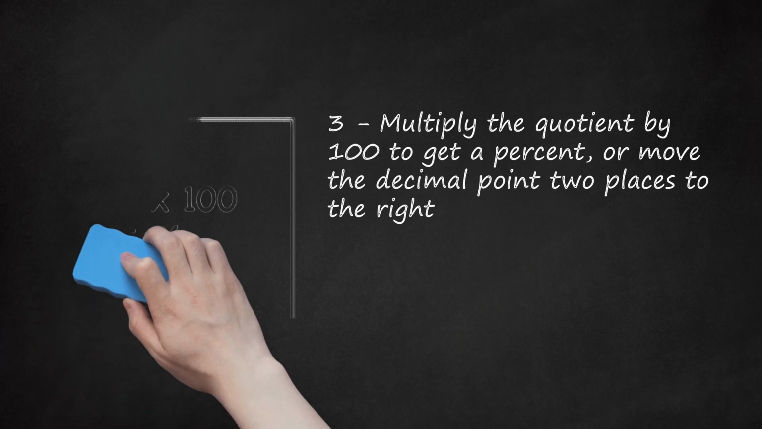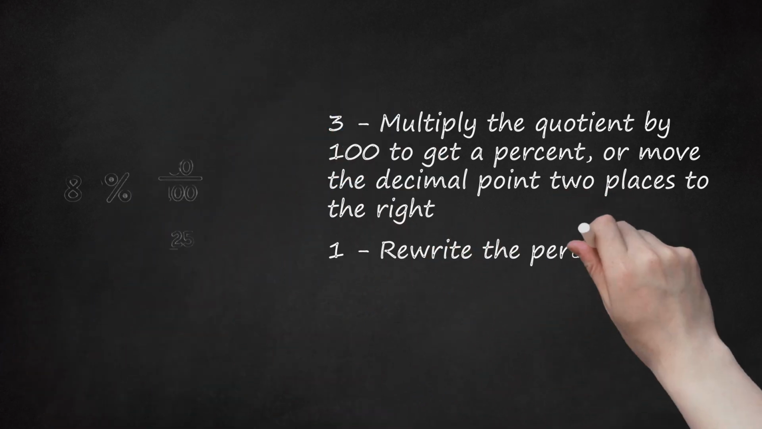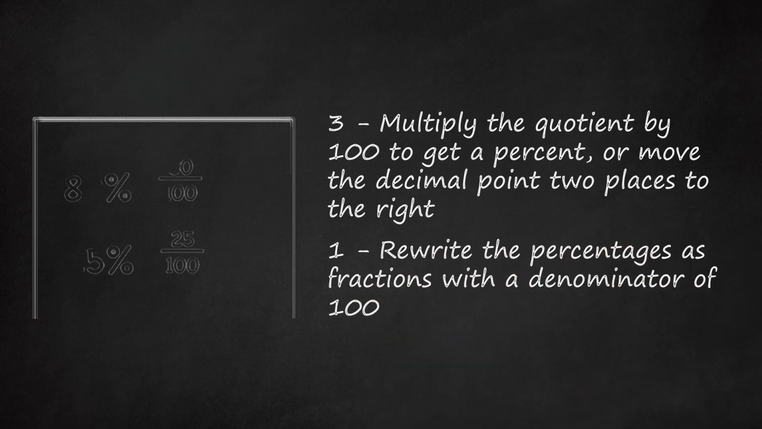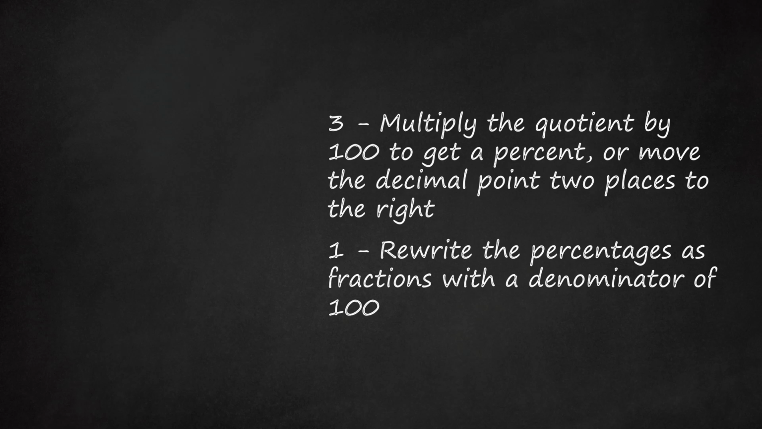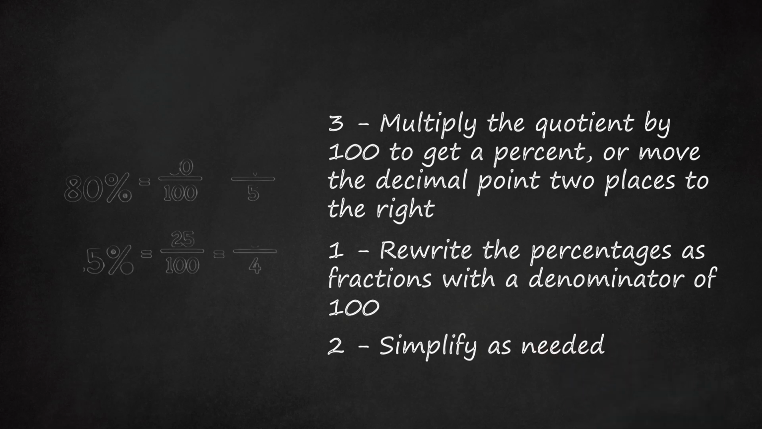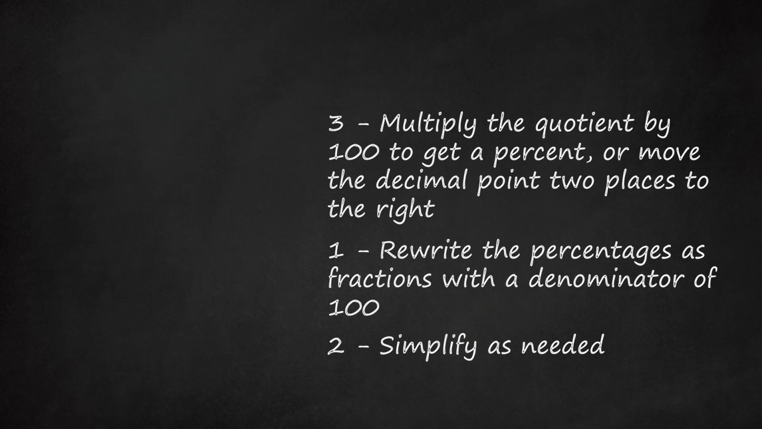Converting the percent to a fraction. 1. Rewrite the percentages as fractions with a denominator of 100. For instance, if you had 80% and 25%, you would get the fractional values of 80/100 and 25/100. 2. Simplify as needed. In the example given above, 80/100 would simplify to 4/5, and 25/100 would simplify to 1/4.